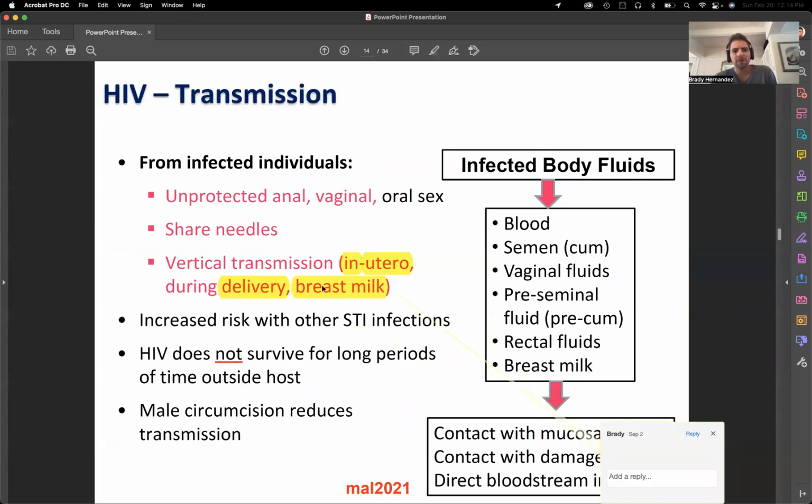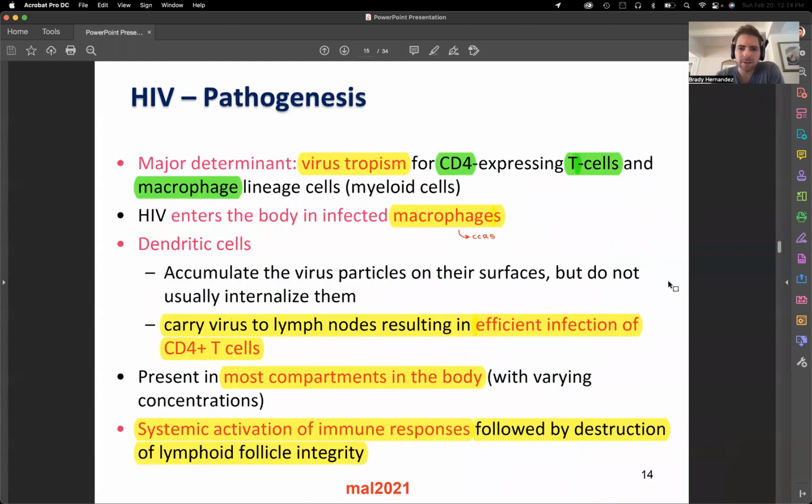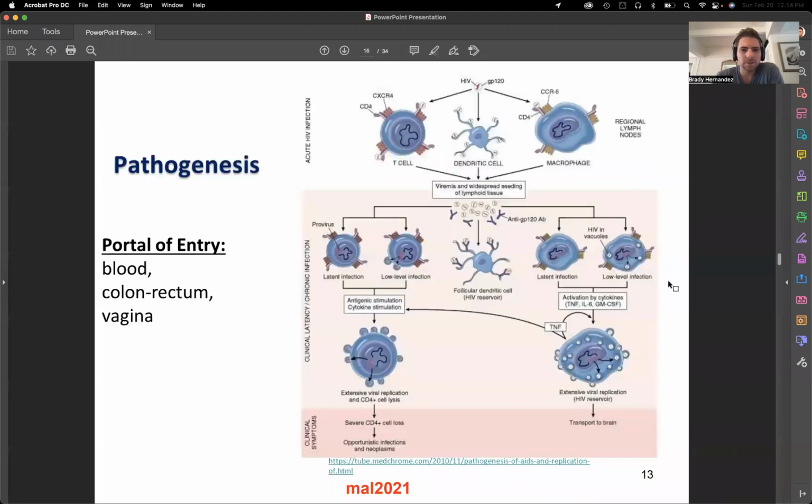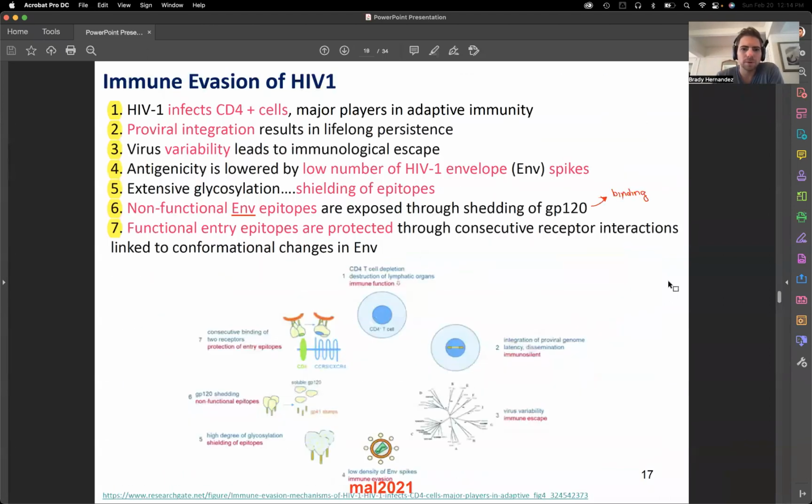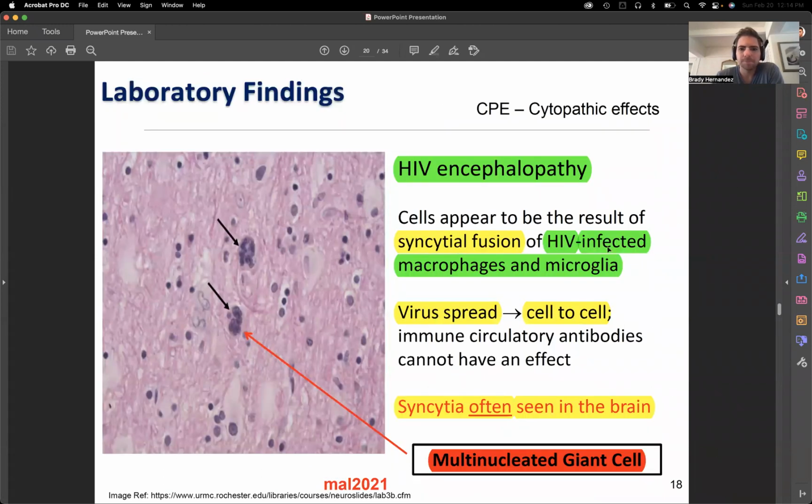You have to be careful in utero, delivery, even breast milk, that it can be transmitted. So the mother has to be treated beforehand. All right. You can end up with HIV encephalopathy, right? So worried about that, multinucleated giant cells. Almost looks like a granuloma formation, but it's not exactly the same.